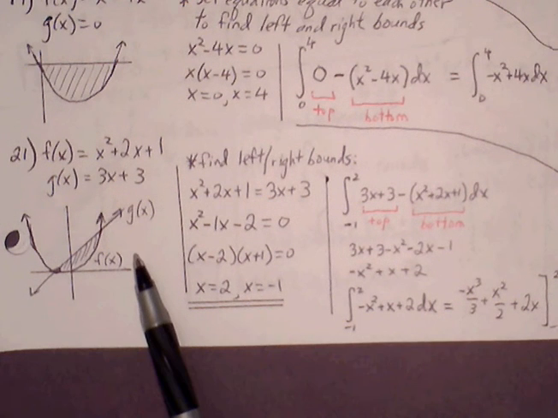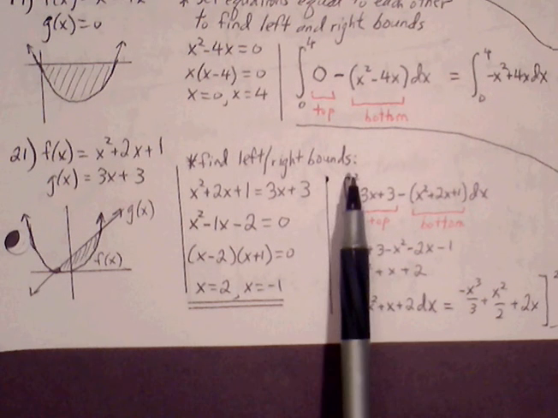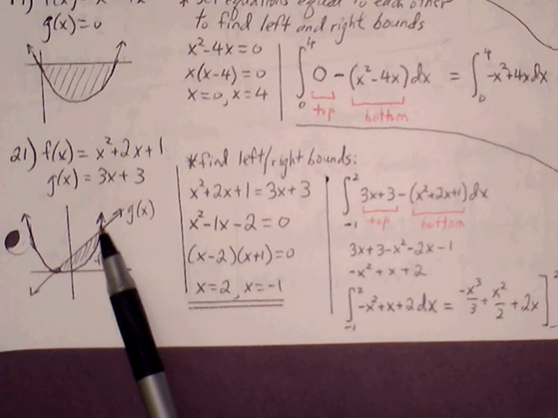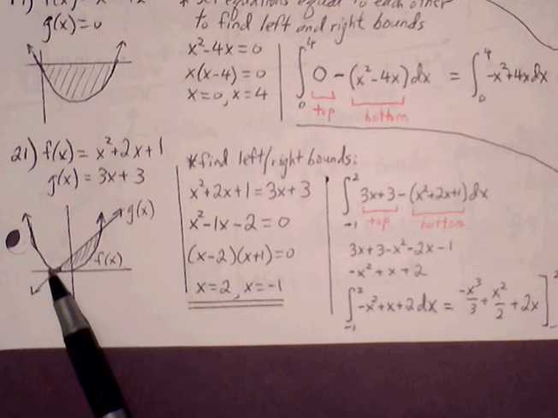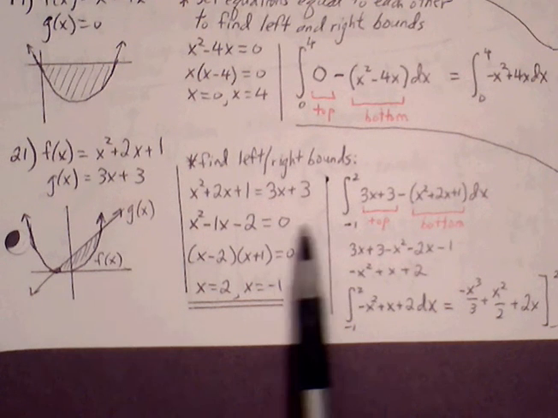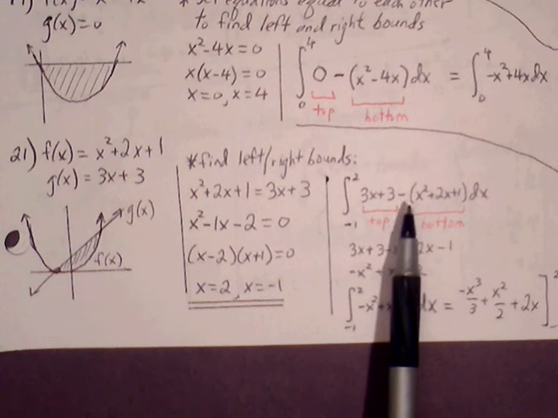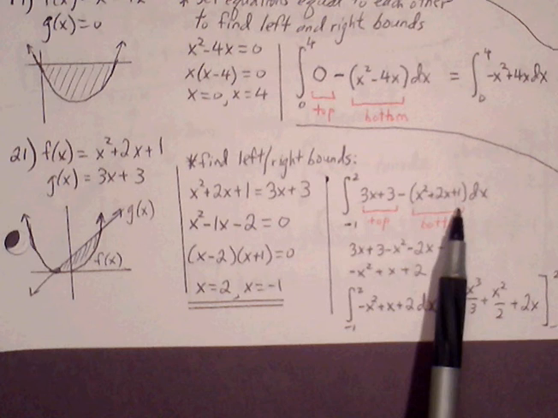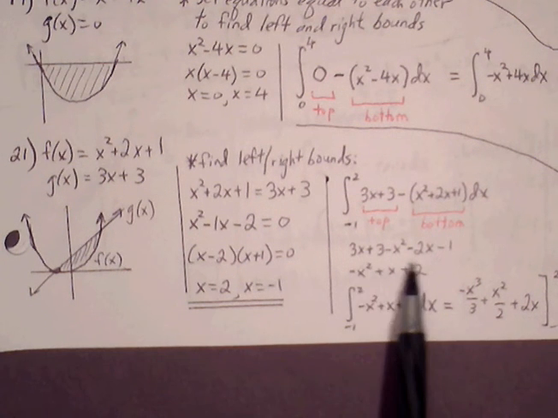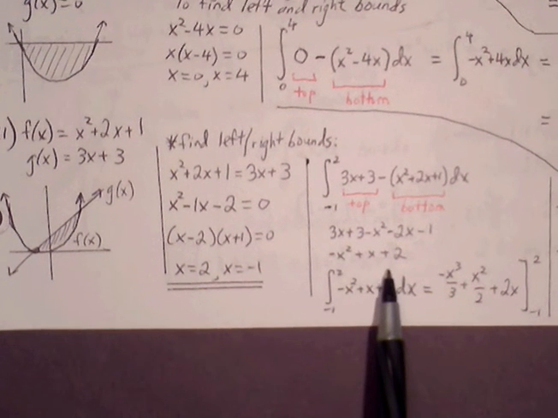Okay, so now we want to plug into our formula. Left bound, negative 1, right bound, 2. Identify the top function, and between these two bounds, the top function is always going to be 3x plus 3, so that goes in place. Minus, now we plug in the bottom function, which is the curve, x squared plus 2x plus 1. And then we simply combine like terms, and we get negative x squared plus x plus 2.